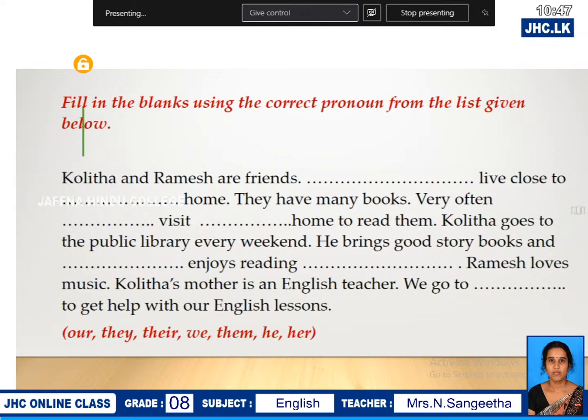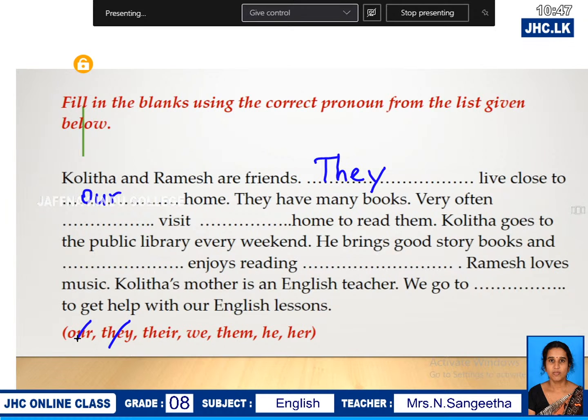Now I am going to talk about these two. So plural, what may it be? So the pronoun should be they. Right. If you put they there, cut it. They live close to dash home. This is possessive adjective. Right. Our home.